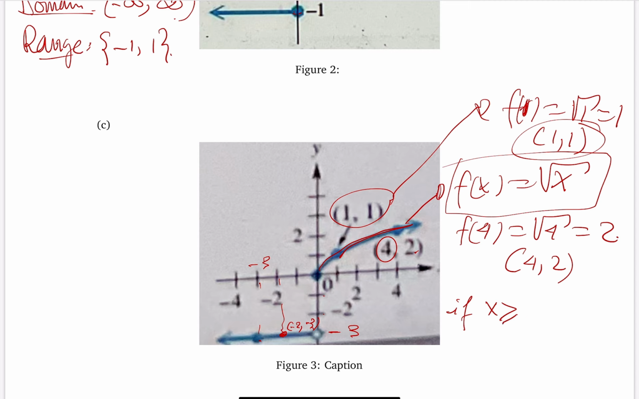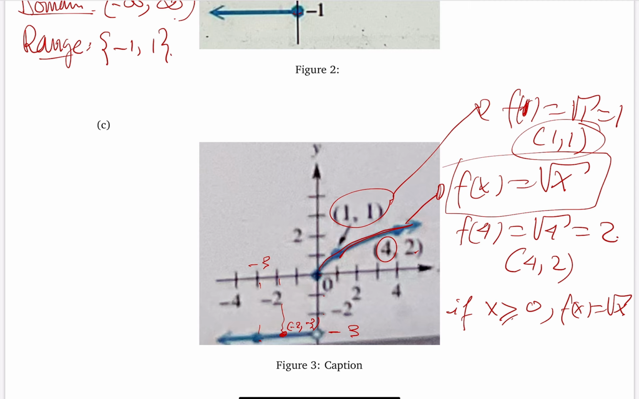Now for this one, if x is greater or equal to 0, you have f(x) is equal to the square root of x. Of course, it has to include the equal sign. Why? Because you have a solid circle here, so you have the equal sign here. Got it?